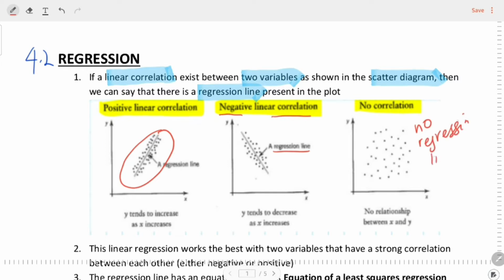So it's very simple. Whenever there is a linear correlation present between the two variables and you find it in your scatter diagram, that means there will be a regression line. The regression line has a positive or negative gradient depending on the type of correlation present. If it's a positive linear correlation, it's a positive gradient. If it's a negative linear correlation, it's a negative gradient.